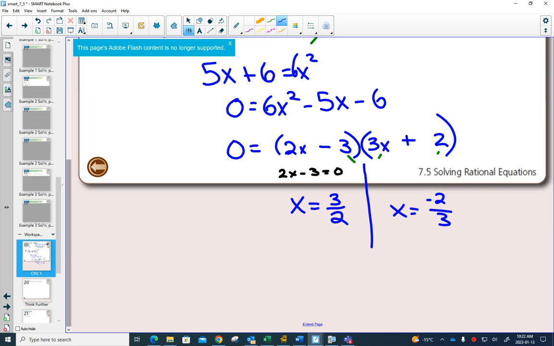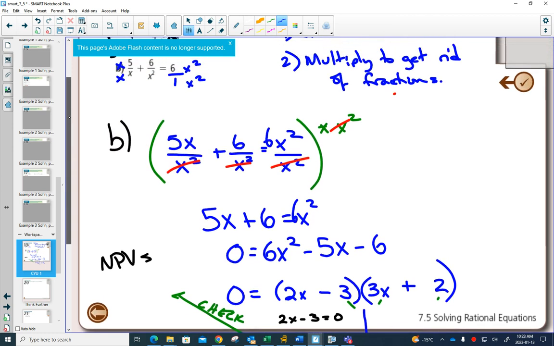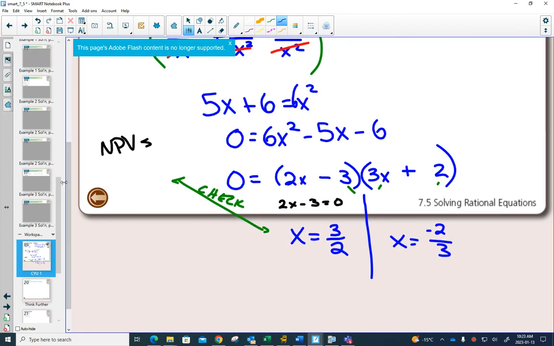The last thing we have to do is list our non-permissible values and do the check. Were we ever dividing in this question? Yes, we were dividing by x and x squared. So what's our non-permissible value? X cannot equal 0. Is that one of our answers? No. Both of these answers then have been checked. They are both correct answers.